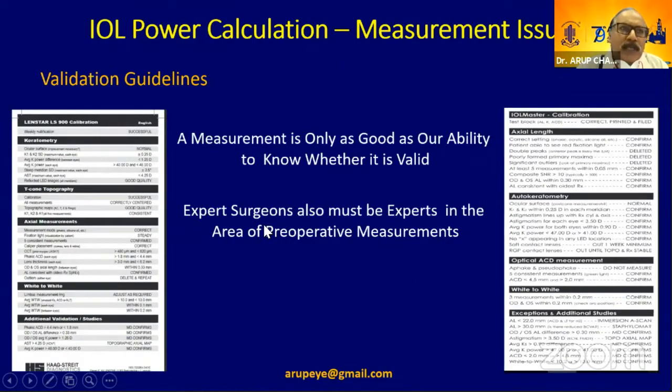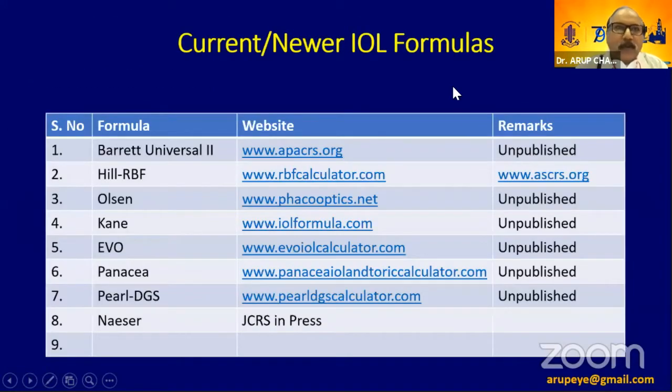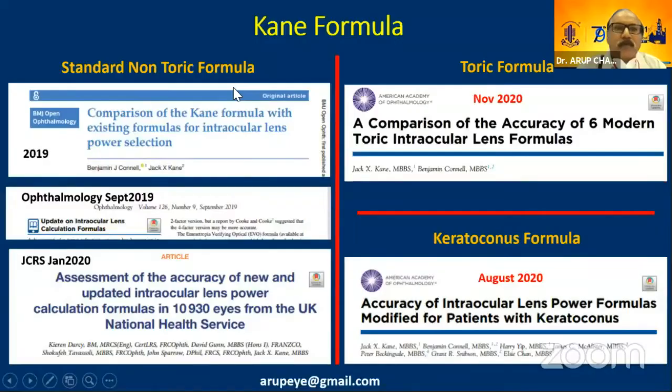Just because we are using an optical biometer does not mean that things will become fine, regardless of whatever we do. The values have to be validated. There are validation guidelines available, and please make sure that you validate the biometric results that you get. And if you don't get a good result, a suspicious result, delete it and remeasure it. Get into the habit of using the more modern formulas. They have been doing much better over the years.